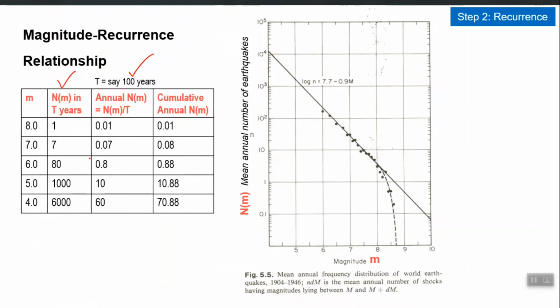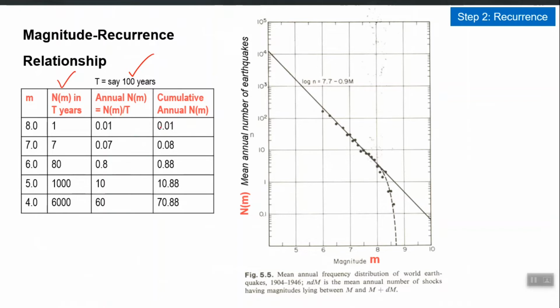Then you divide them by the total, because this N of M simply means the number of earthquakes of a particular magnitude in the last 100 years. You divide them by 100 years, and it becomes the annual N of M. In one particular year, this many earthquakes of this magnitude occurred, on average, over the past 100 years.